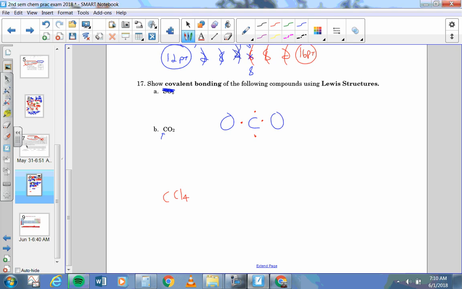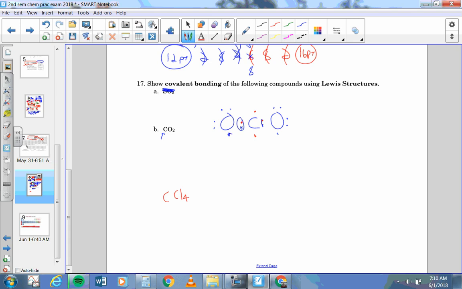Oxygen brings 6 to the table. 1, 2, 3, 4, 5, 6. Doesn't matter really where I put them, but I do know that I need to have this one making a bond. And I'm going to have 1, 2, 3, 4, 5, 6. And that also makes a bond. So the big question is, is the carbon happy? Does the carbon have its full number? Well, it does not. There's only 1, 2, 3, 4, 5, 6 around carbon.